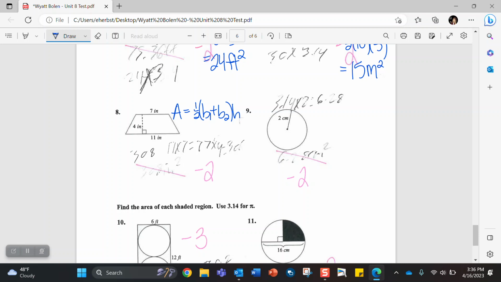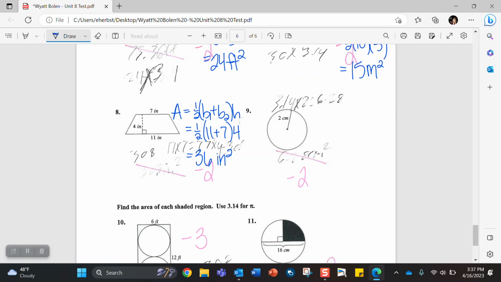I'm trying not to write too much over his work, but I know you have his test so you can see that. So it's 1/2. The bases are 11 and 7. Again, it doesn't matter which one goes where. And then we're going to multiply by the height, which is 4. Trying to do this in my head, 11 plus 7 is 18, half of 18 is 9, and 9 times 4 is 36. So we should have gotten 36 inches squared.